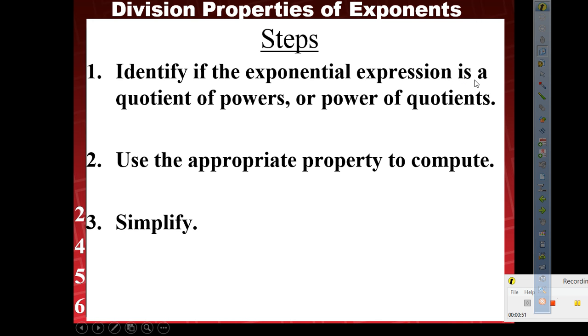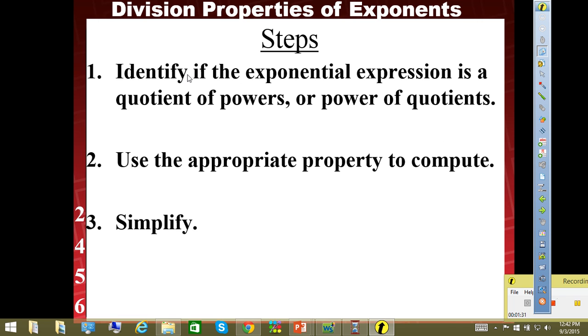Identify the exponential expression as a quotient of powers or power of quotients. So basically for division, we're only covering 2 properties. And notice that the rest is the same. Use the appropriate property to compute and simplify. Yes? Copy that, please.